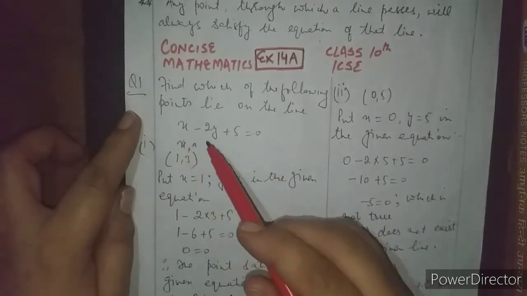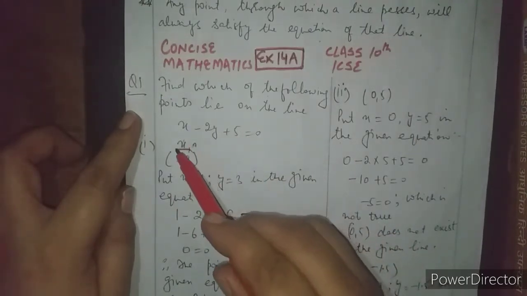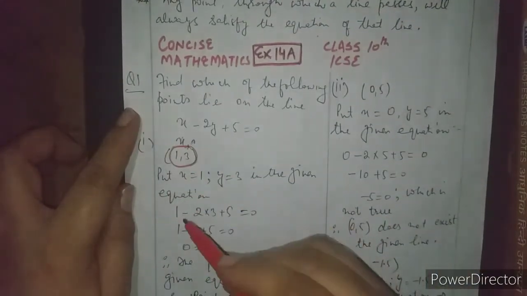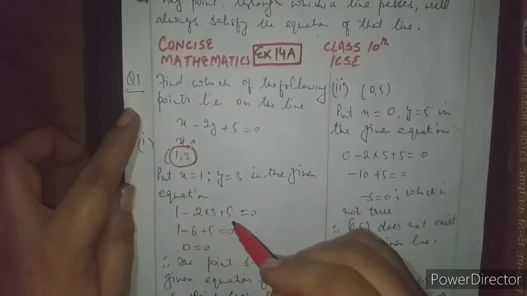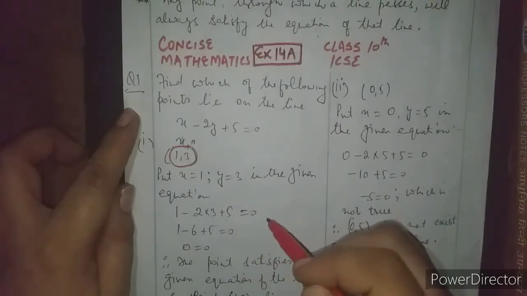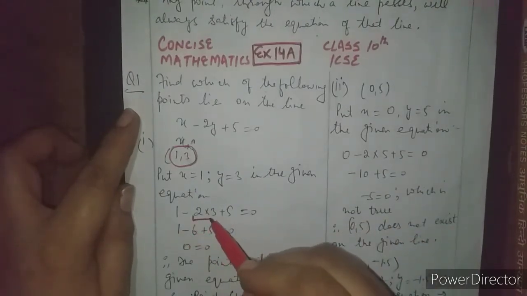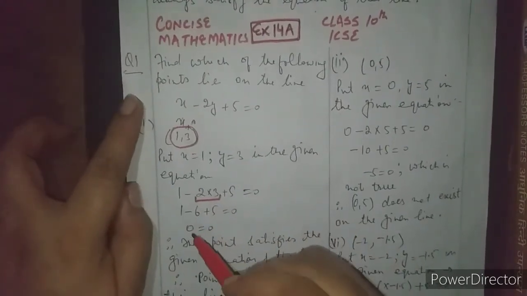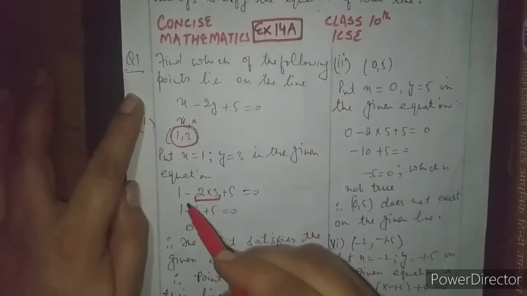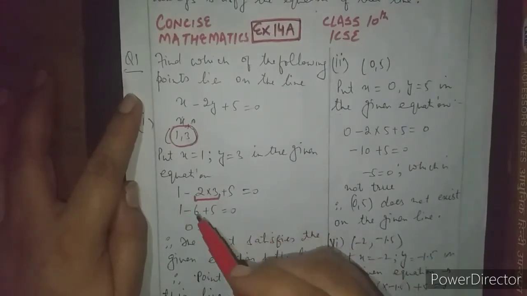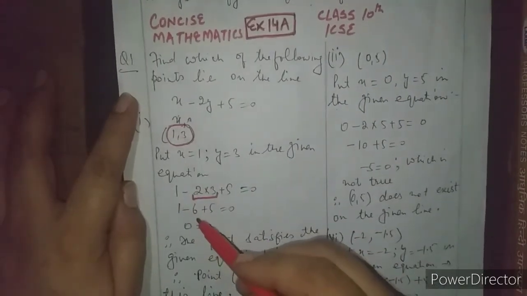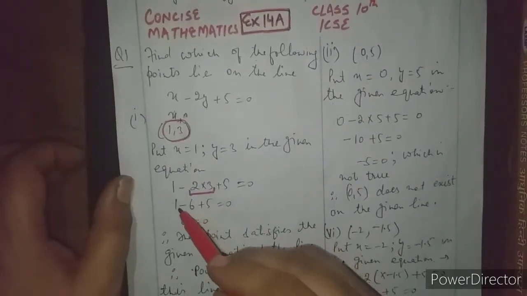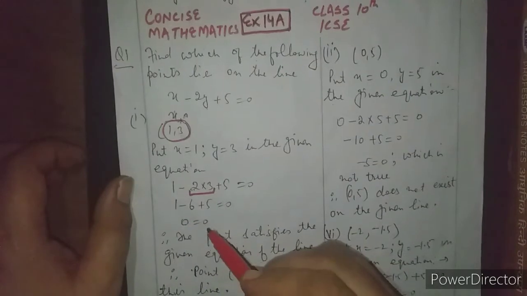This equation contains x and y. Instead of that, I will put 1 comma 3 in this equation. Then what will happen? 1 minus 2 cross 3 plus 5 equal to 0. Now this solution is very important, and you should do it correctly. 2 3s are 6. Instead of subtracting or adding, we will multiply first by applying the BODMAS rule. So 1 minus 6 plus 5 equal to 0, and solving this we get 0 equal to 0.